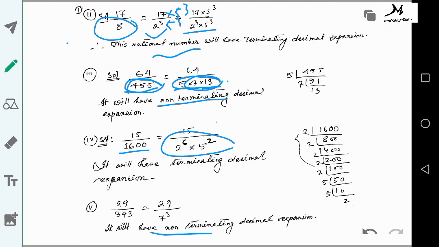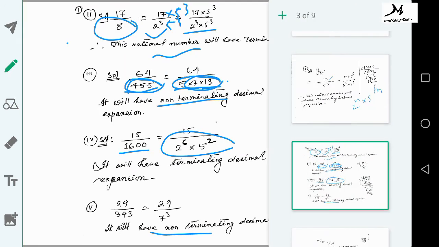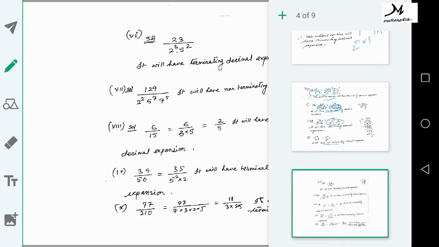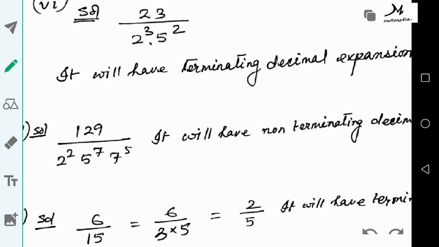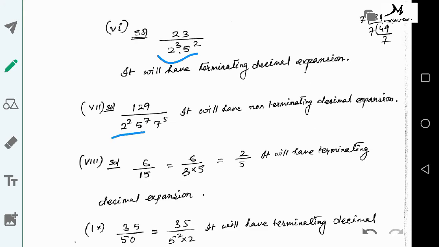Okay, so next, here you see it is already in the form of 2 to the power n into 5 to the power m. Its denominator is already in this form, that's why it will have terminating decimal expansion. Here you see there is 2 to the power 2, 5 to the power 7, but there is also 7 to the power 5, that's why it has non-terminating decimal expansion.